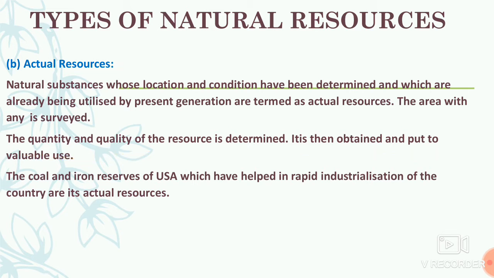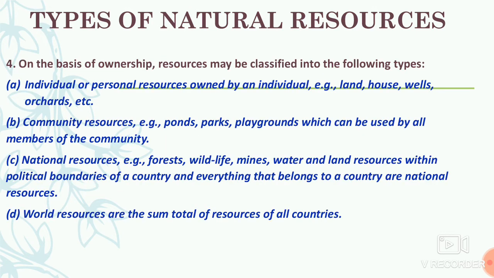First we do mapping, to see where the resources are present. Then we go to that place and survey whether the resources are actually present there or not. After surveying, we measure the quality and quantity of that particular resource and how valuable it is to us. Like the coal and iron reserves of the USA, which have helped in the rapid industrialization of the country. Coal and iron reserves are an actual resource which the present generation is using.